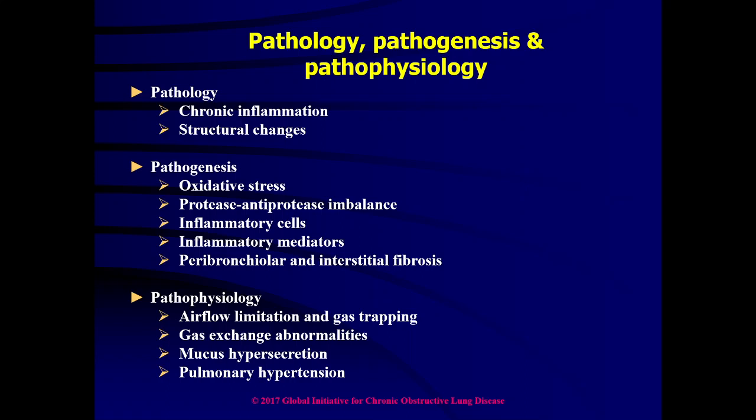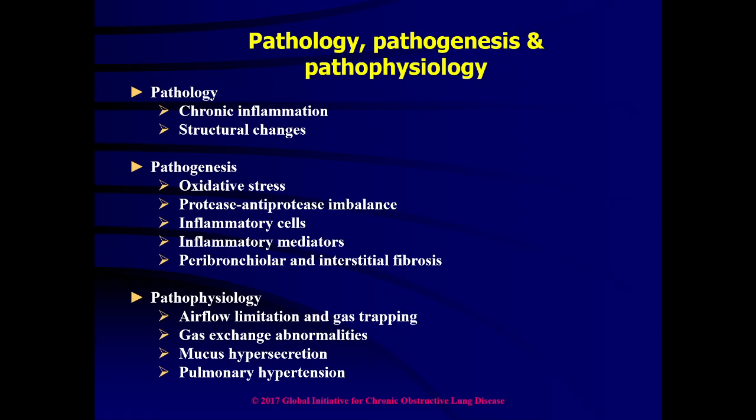There's an imbalance between proteases and antiproteases. There are inflammatory cells, and usually these are neutrophils rather than eosinophils. There are inflammatory mediators, and there are structural changes. There is peribronchial and interstitial fibrosis. Due to the airflow limitation, we have gas trapping, and that contributes to the shortness of breath these patients have. If there are emphysematous changes, then gas exchange is impaired and there is hypoxemia.